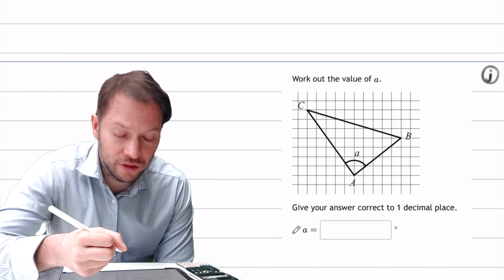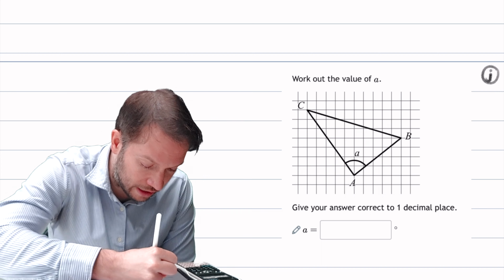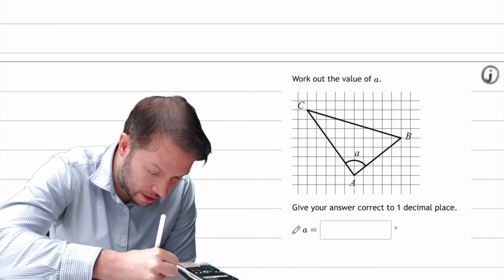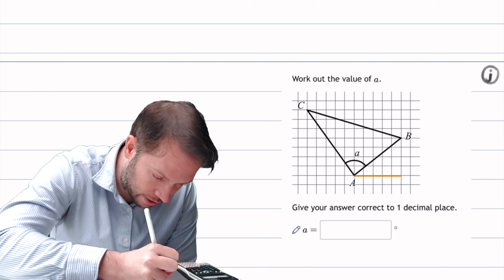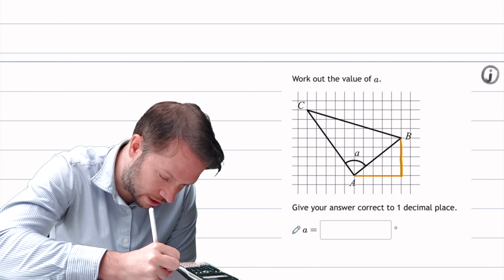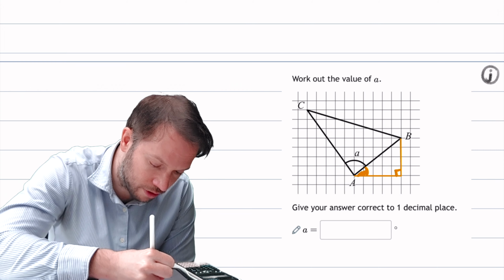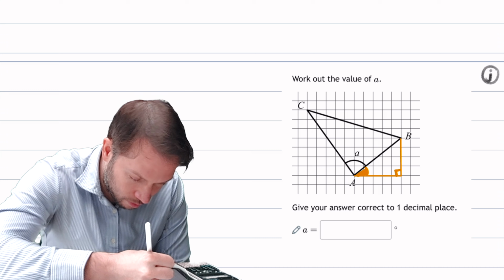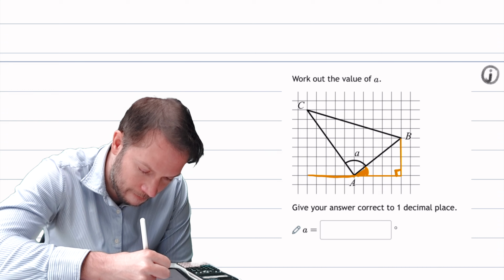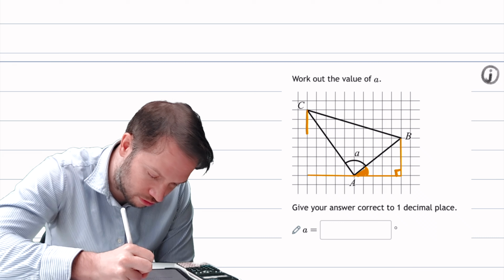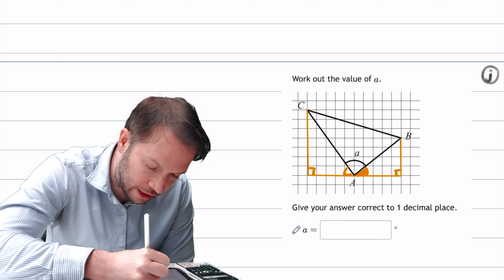There are different ways of doing this, but I think the easiest way is to add extra triangles around the outside. If I add a line like this, I could form this right angle triangle here, and then I could find this angle here. Now, if I add a line the other way as well, going like this, and form a right angle triangle here as well, then I could find this angle here.